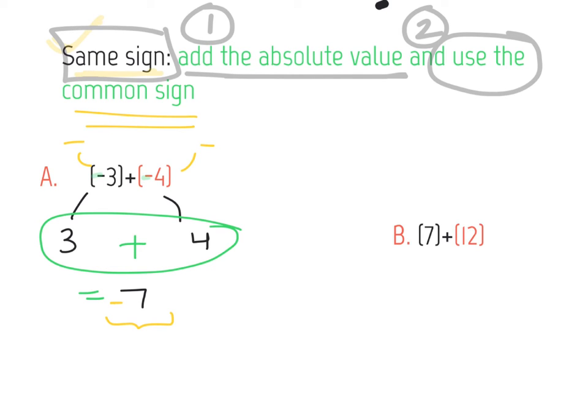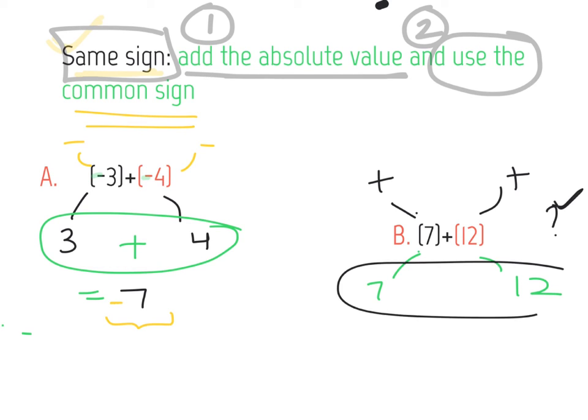I hope this is clear. Let's apply this to another one. It says 7 plus 12. Do they have the same sign? 7 has a positive sign and 12 has a positive sign. So yes, the sign is the same. Now let's find the absolute values. The absolute value of 7 is 7 and of 12 is 12. So now you have to add them. What is 7 plus 12? It is 19. Now it says use the common sign. The common sign was plus. So the answer is plus 19.